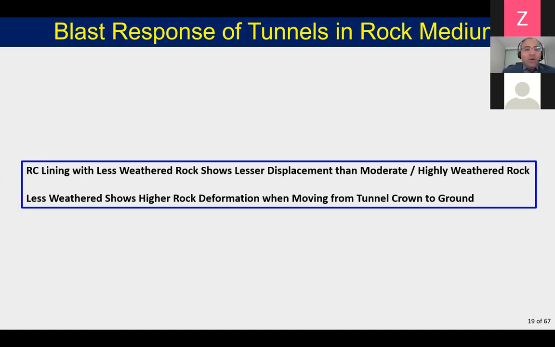Okay, so what we have observed here, I have already discussed all those things here. Like, less weathered rock shows high rock deformation when moving from tunnel crown to ground. And in the case of RC lining, less weathered rock shows lesser displacement, but it depends on where you are looking at the results. So that's not a very solid statement here actually.